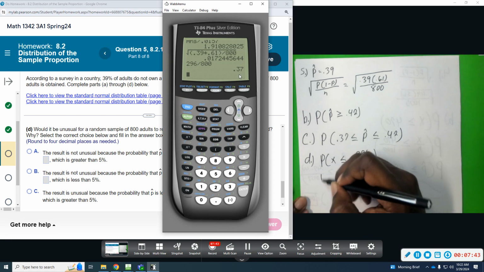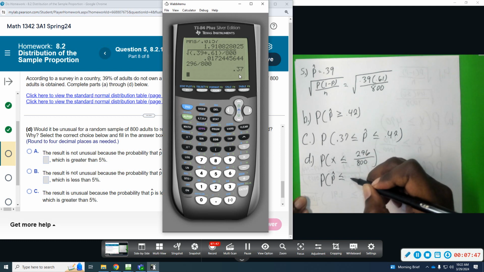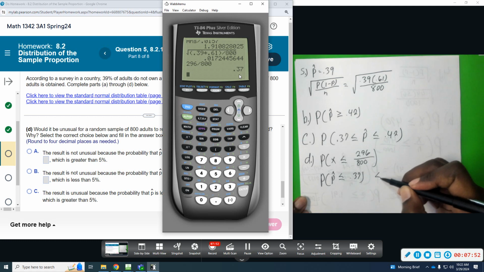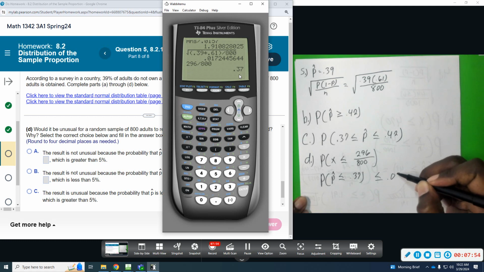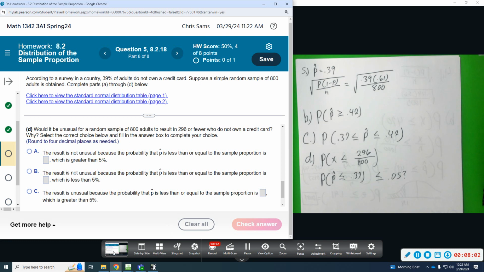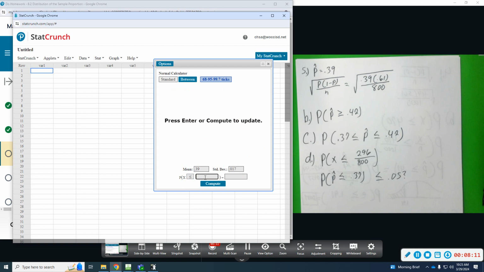So this is saying, what's the probability that the sample proportion is less than or equal to 0.37? Would it be unusual? Unusual means, is this less than 5%, 0.05? That's what we're looking for. Let's find out. We're going to go back to standard, less than 0.37. And when we do that, we get 11%.